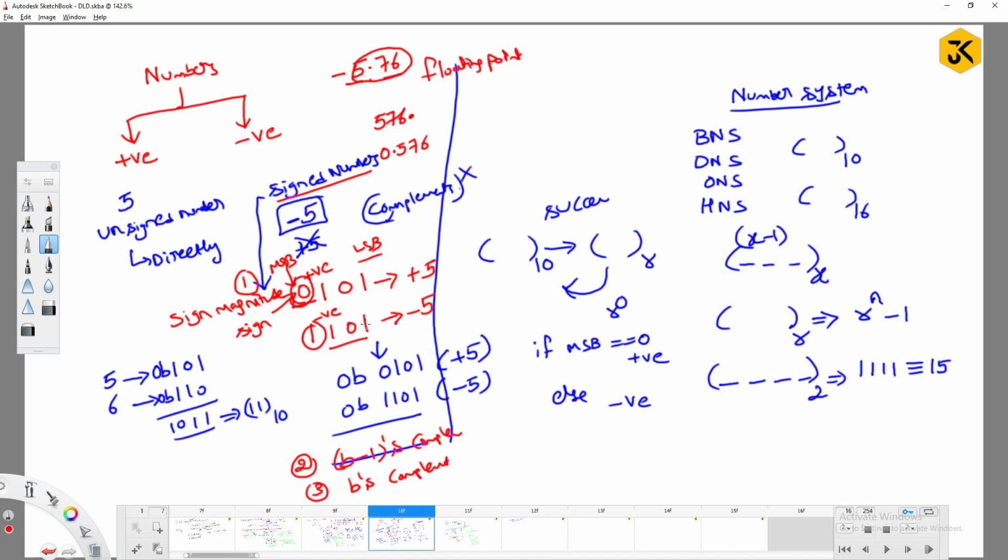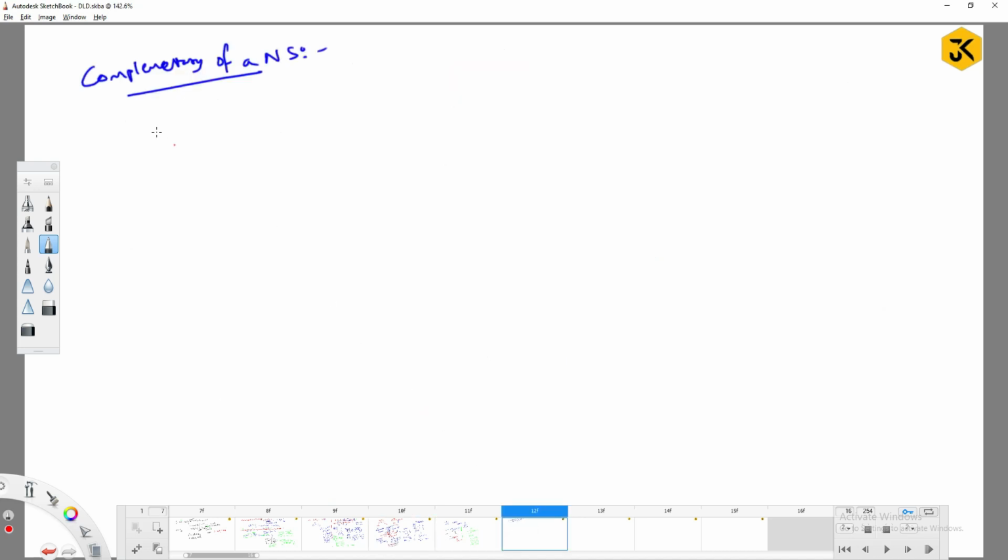So we have seen the drawback of the existing system like signed magnitude representation, where we compulsorily need different kinds of circuits in order to perform various operations. Instead of that, if you learn the complement of a number system, you can get only one circuit in order to perform various kinds of operations, right? So first, what do you mean by complement of a system?